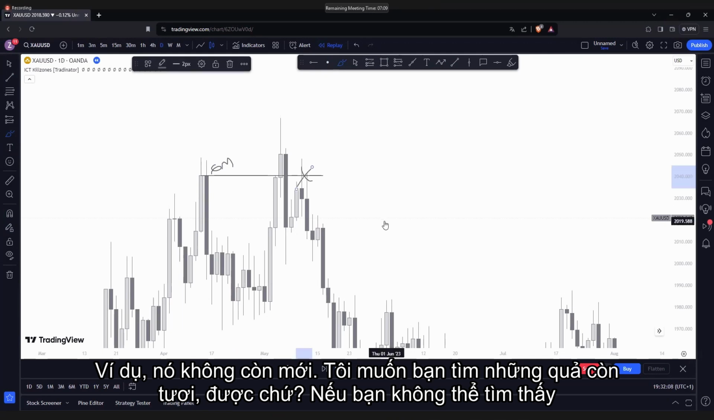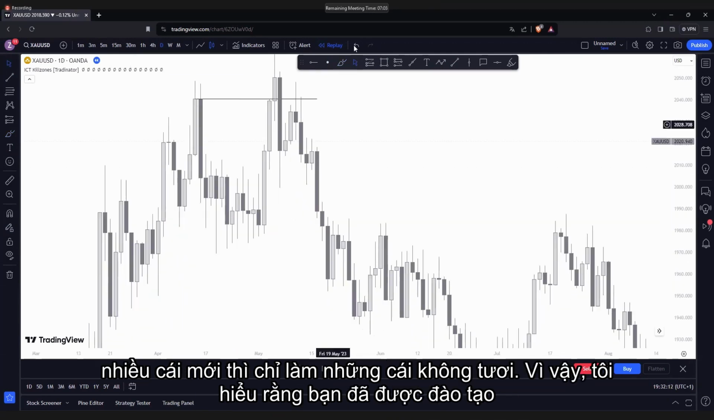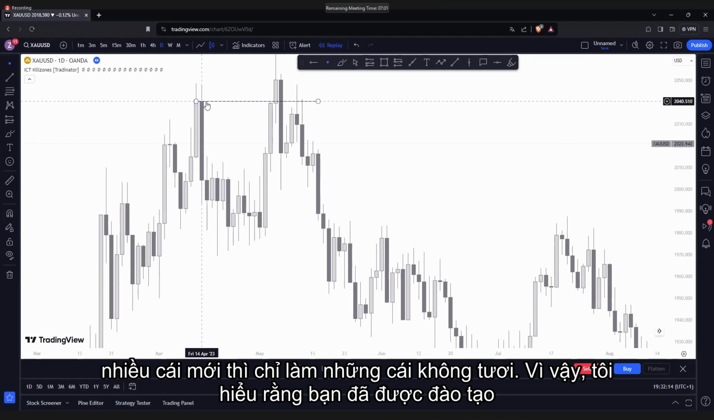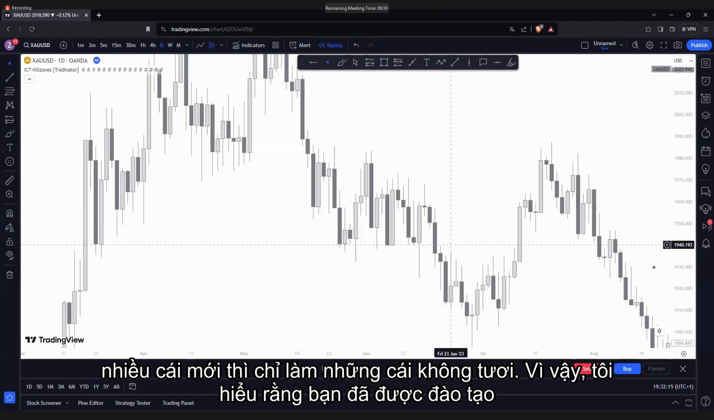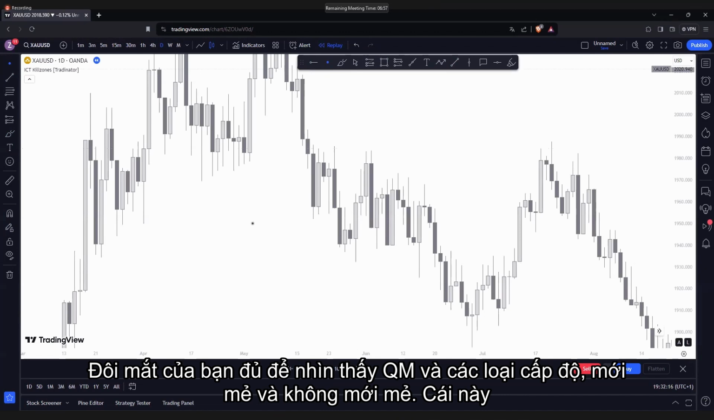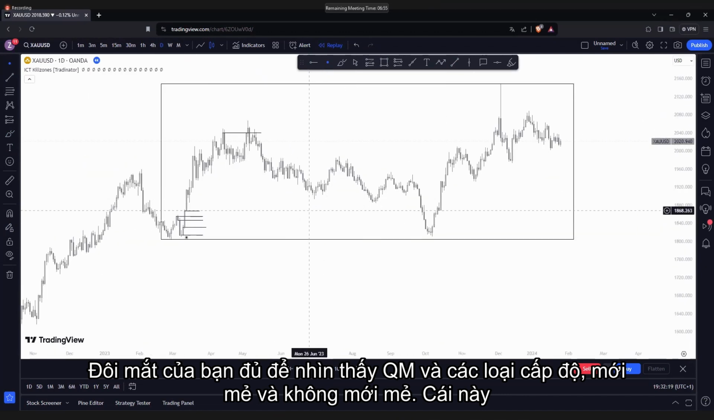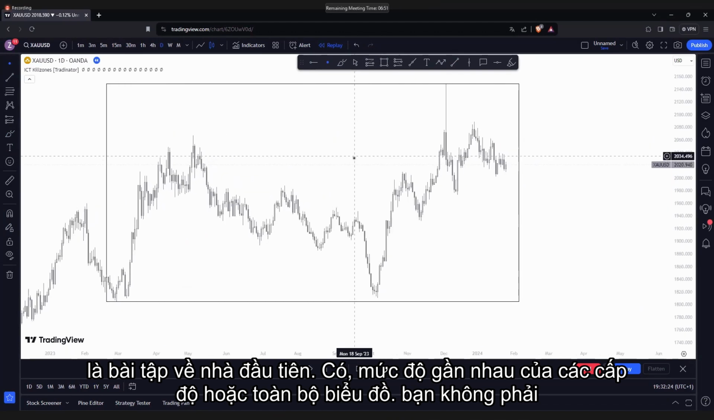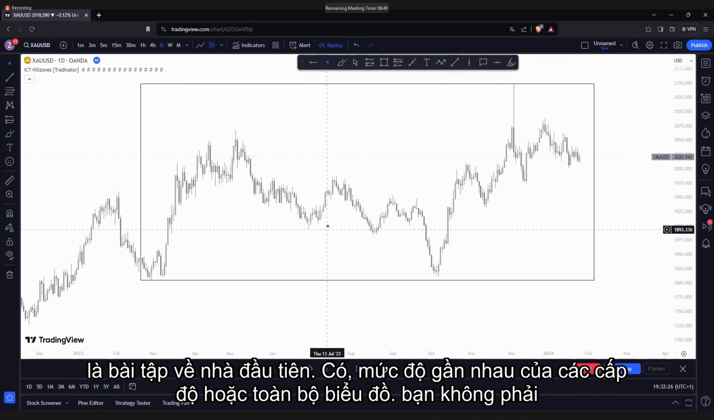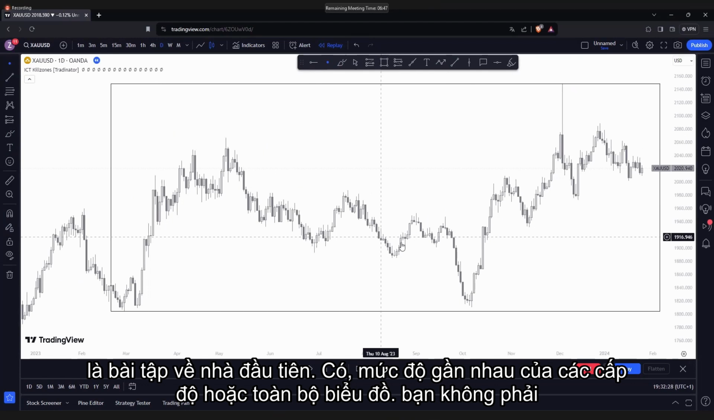In this example, it's not fresh. I want you to look for the fresh ones. If you can't find a lot of fresh ones, then just do the unfresh ones. I understand that you've trained your eyes enough to see the QMs, the types of levels, and fresh and unfresh. This is the first homework. Yes, the close proximity of the levels, or the whole chart.